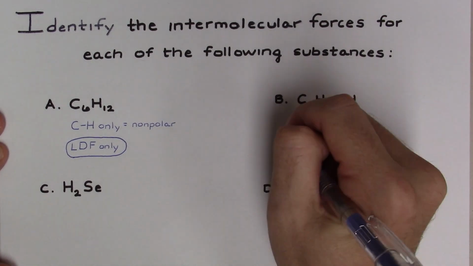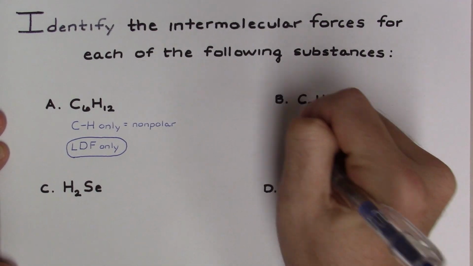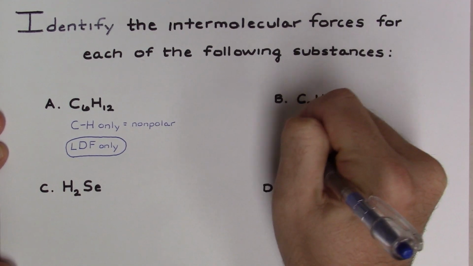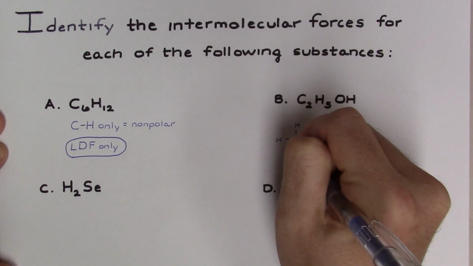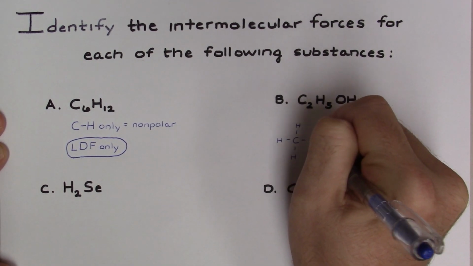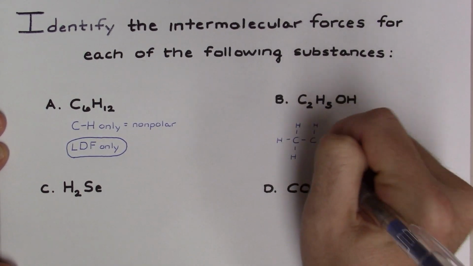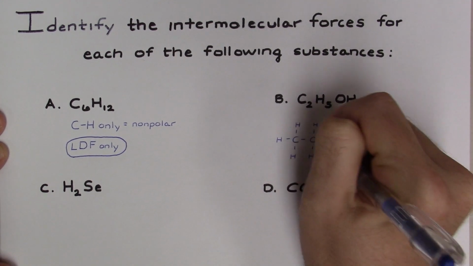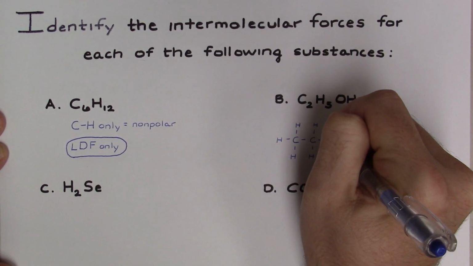Let's look at our second example. Our second one is C2H5OH. We should draw the Lewis structure of this species, which I am doing currently, because it will help us not only with our dipole moment, but possible hydrogen bonding.